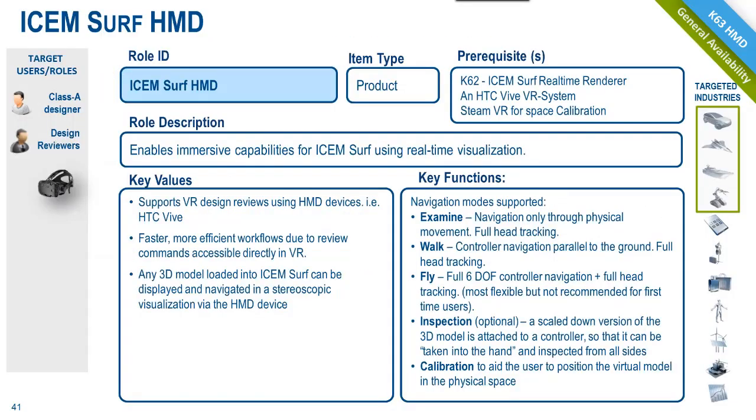Okay, so the new feature here, I'm just keeping an eye on the time, is down at the bottom, calibration. This is a great feature. A lot of people ask me about this. When you go into a VR world, sometimes you're not entirely sure where you are. And our customers occasionally like to use a seat buck or a steering wheel so that they can align the physical with the virtual. Okay, so calibration has been added to ICEM Surf HMD, which will allow you to calibrate a physical location with a virtual location in the model.